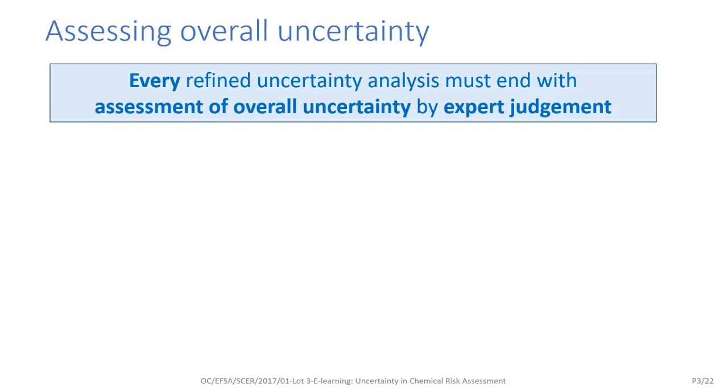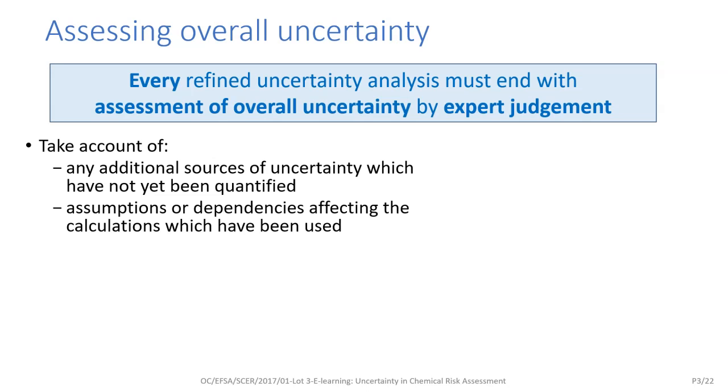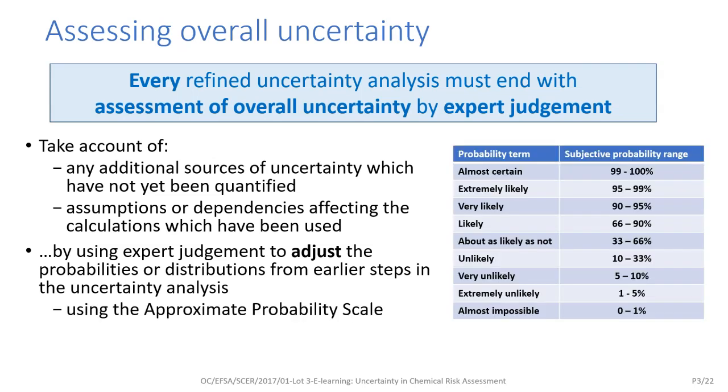Every refined uncertainty analysis must end with assessment of overall uncertainty by expert judgment. This is necessary because even when some uncertainties have been quantified and combined by calculation earlier in the assessment, you always need to take account of any additional uncertainties that have not yet been quantified, including any assumptions or dependencies affecting calculations used in the uncertainty analysis. You can do this by using expert judgment to adjust the probabilities that were calculated in earlier steps of the uncertainty analysis. The approximate probability scale is helpful for this.